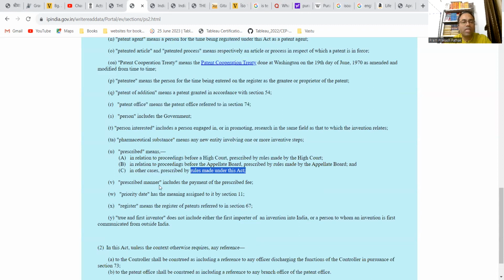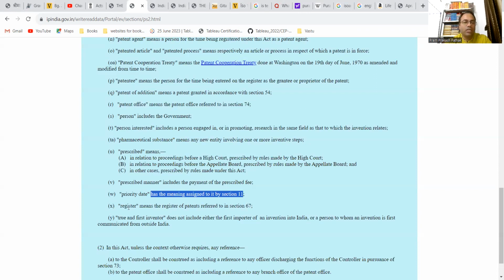So when it says prescribed manner, then it includes the payment of prescribed fees. So prescribed means the process and all other things by rules. And if it says prescribed manner, then it includes the prescribed fees. Okay. And the priority date. Priority date has the meaning assigned to it by section 11. So in section 11, we'll see what is the meaning of priority date.